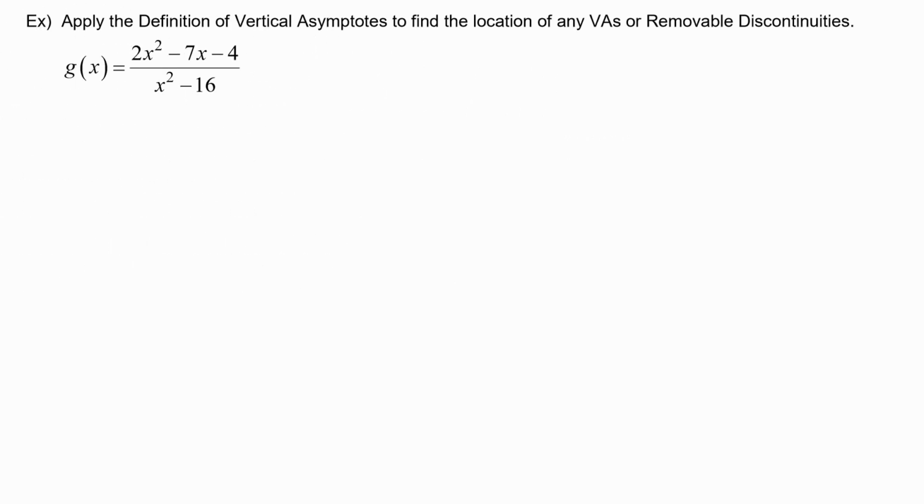In this example, apply the definition of vertical asymptotes to find the location of any vertical asymptotes or removable discontinuities. G of x is equal to the quantity 2x squared minus 7x minus 4 over the quantity x squared minus 16. Now we know that vertical asymptotes can occur when the denominator is equal to 0, and of course we also need the numerator to not be 0 at that location. So let's first factor both the numerator and the denominator.